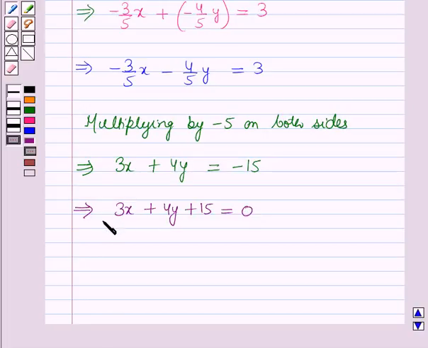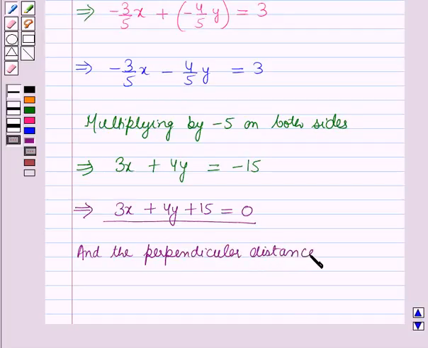So, this is the equation of the straight line in the normal form, and the perpendicular distance of the line from the origin is given by p, and here p is equal to 3. So this is the solution of the given question, and that's all for this session.